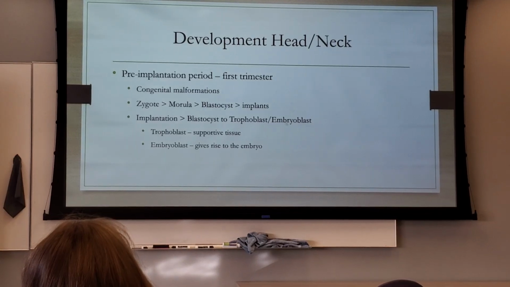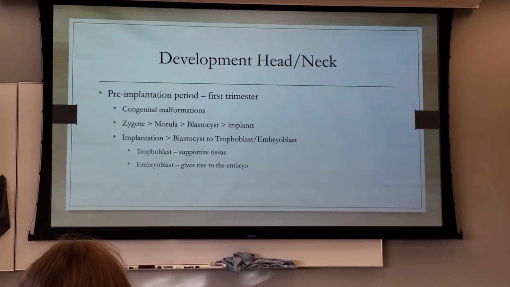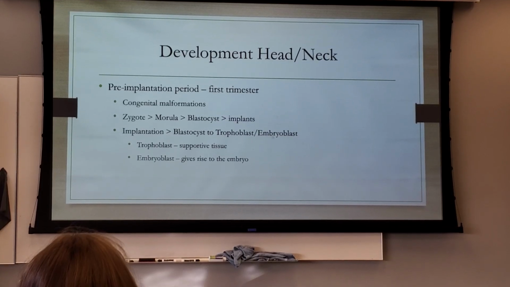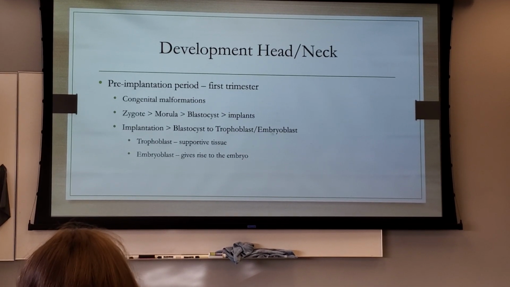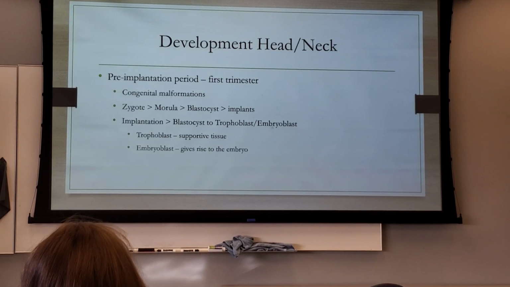Once we become fertilized, we're at a zygote, and we start separating out our cells into multiple cells within it. We go to a morula, a blastocyst, and then we implant. And that's when everything really starts to take off from there.